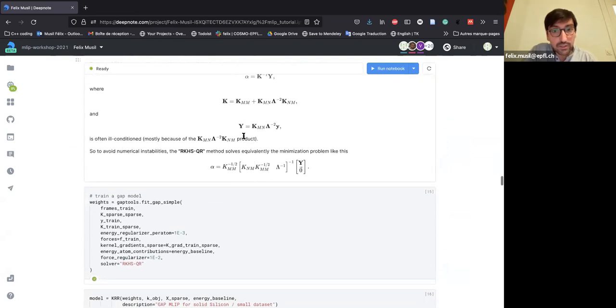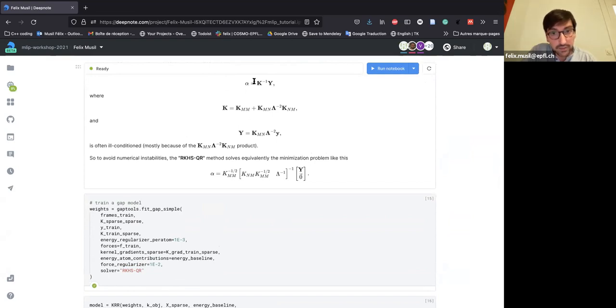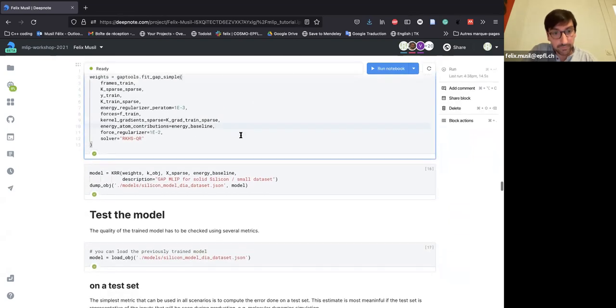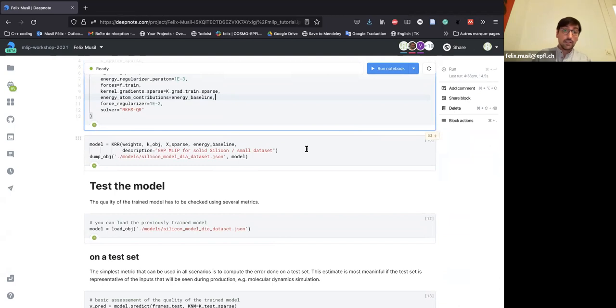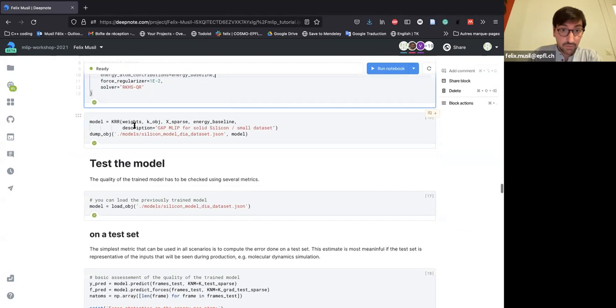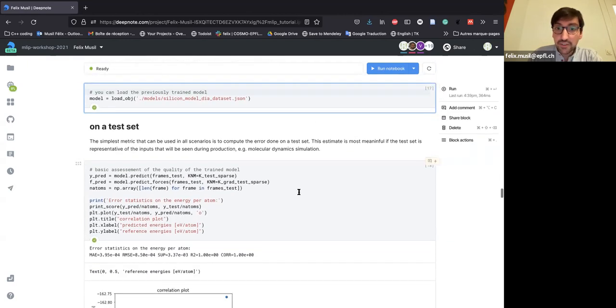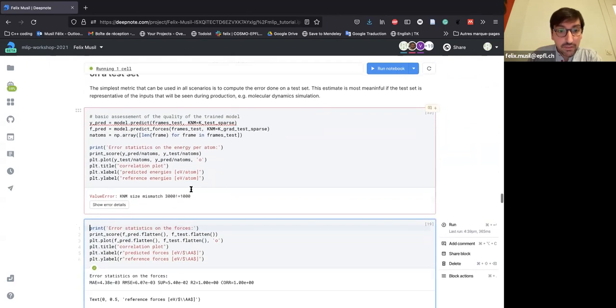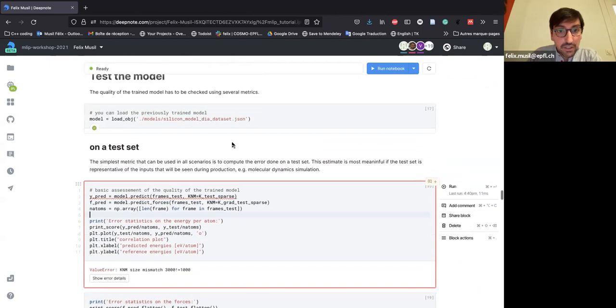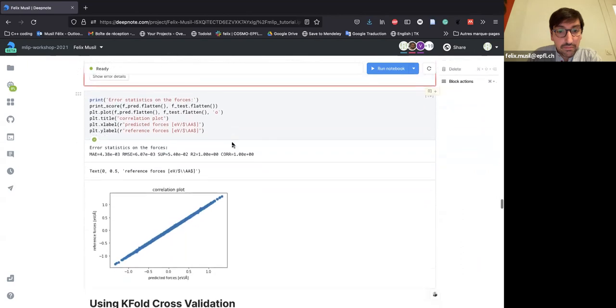And just one thing to note is that solving this linear system of equations directly is often not a very good idea because it's not very numerically stable. So in this case, what we are doing is solving this alternative but equivalent system of equations. And then we can save the weights that we have determined with the rest of what constitutes the model. Okay, so now with this model, we can make some tests.